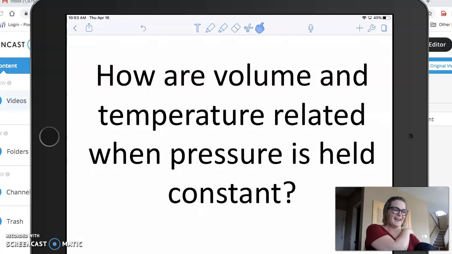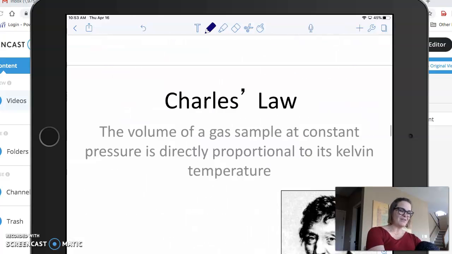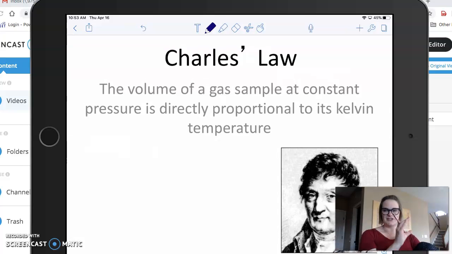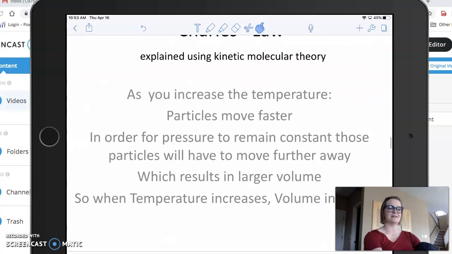Okay. If we look at volume and temperature and how they relate to each other, we call this isolation, those two variables, when we're looking at just those two, we call that Charles' law. And he figured out that they're directly proportional to each other. But this relationship only works if we're talking about the Kelvin temp. So this is usually where I see people make some mistakes, is keeping things in Celsius.